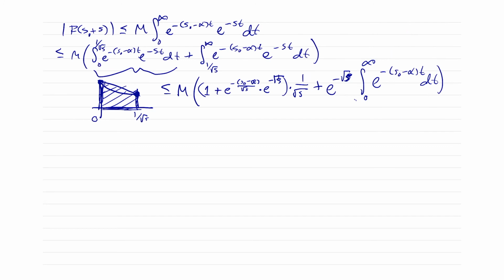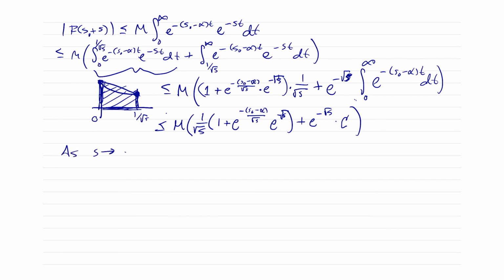And so let's go ahead and write things out. So we have less than or equal to M times 1 over square root of s times 1 plus e to the minus s naught minus alpha, in tiny writing, over square root of s, times e to the minus square root of s, plus e to the minus square root of s times some constant. All right, now let's see what happens as s goes to infinity.